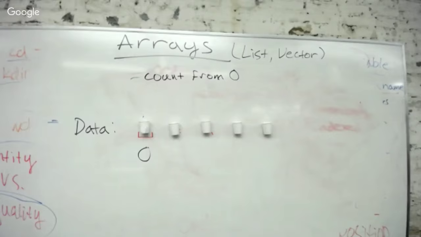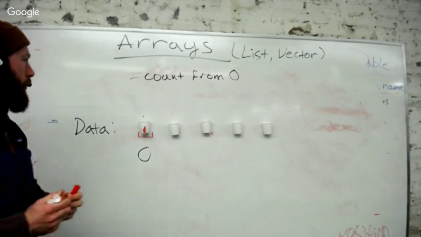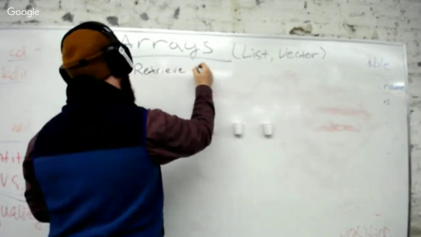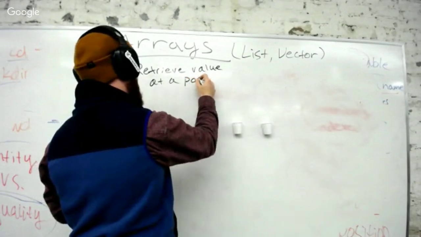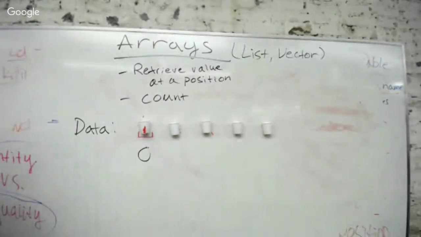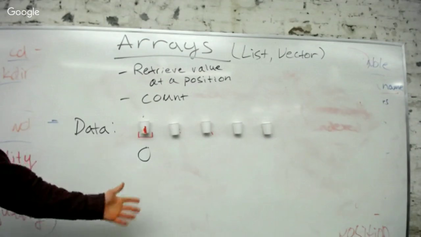Another super common thing. So far, what have we looked at? We've looked at accessing values at a position. Another common thing we want to do with an array is we want to count it. We want to know how many things are in the array. So now I have my array. I have one thing in the 0 slot, the bead here. And if I ask the array, what is its count? It'll tell me that there is one thing.